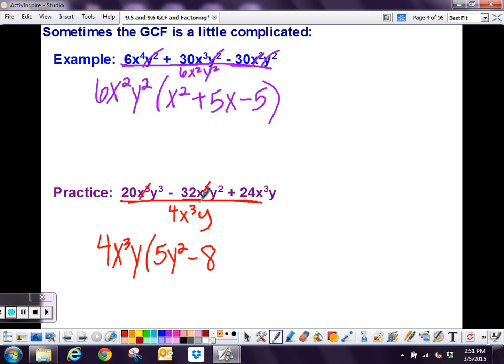Minus 8. Those x's cancel out again. I'm still left with the y. Plus 24 divided by 4 is 6. Those x's cancel out. The y's cancel out.